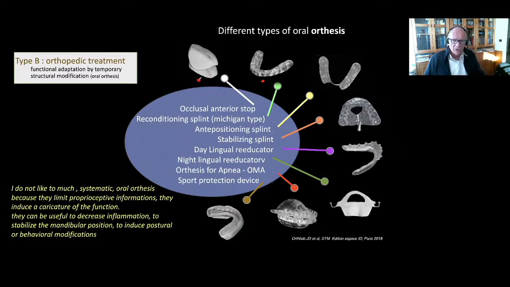I don't like too much systematic splint treatment. The splint is not teeth. If you put acrylic on the teeth, big acrylic pieces on the teeth, you change all this proprioception. And the splint induces a caricature of the function. So you cannot, from my point of view, really test the function with a splint.